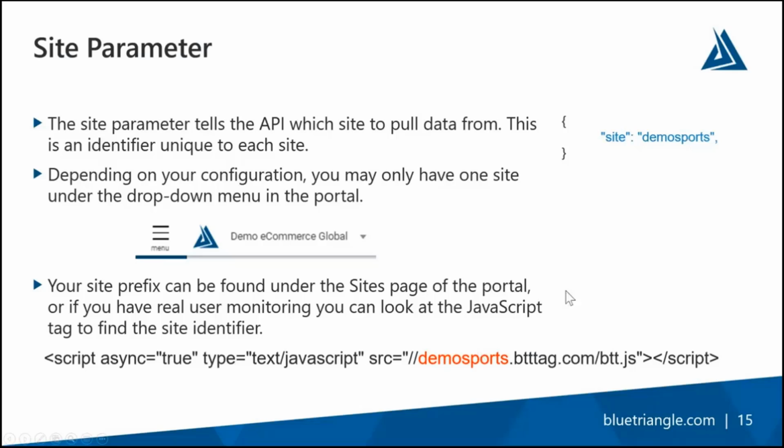So that's the site parameter. It's also going to be what shows up here in the drop down in the top left of the Blue Triangle portal.